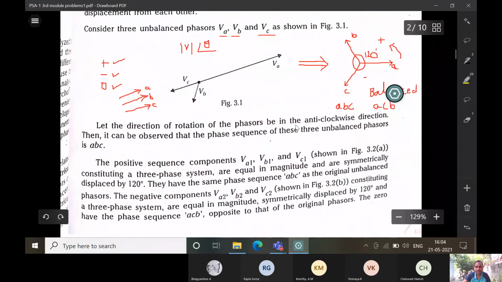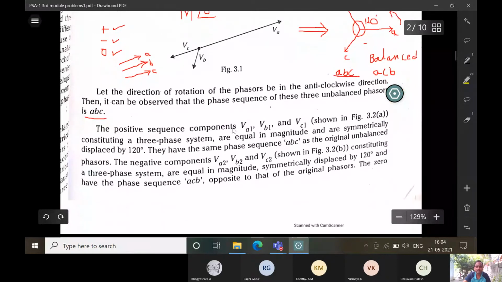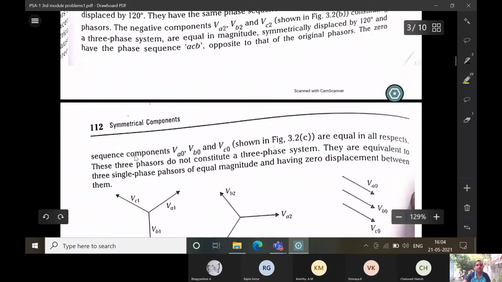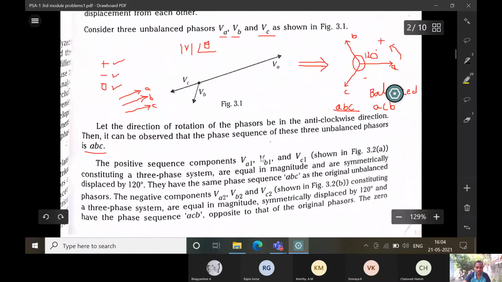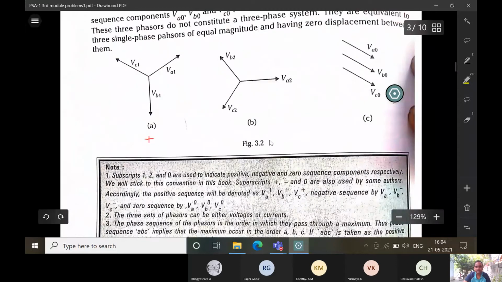Let the direction of rotation of the phasors be anti-clockwise. Then it can be observed that the phase sequence of the unbalanced phasor is ABC, as I initially told. The positive sequence, that is VA1, VB1 and VC1, constituting the three-phase system, are equal in magnitude and symmetrically displaced by 120 degrees. There are three diagrams: this is the positive sequence, this is the negative sequence, this is the zero sequence.